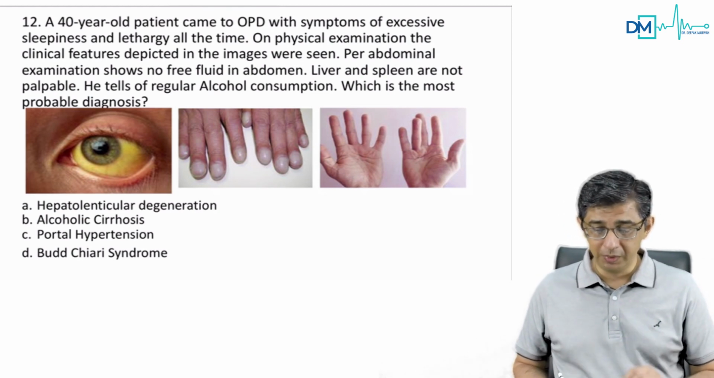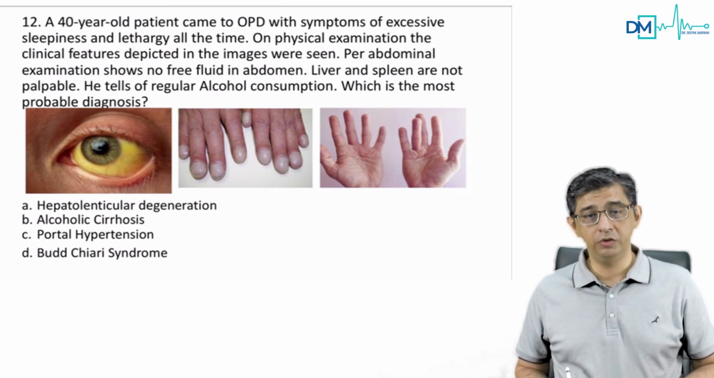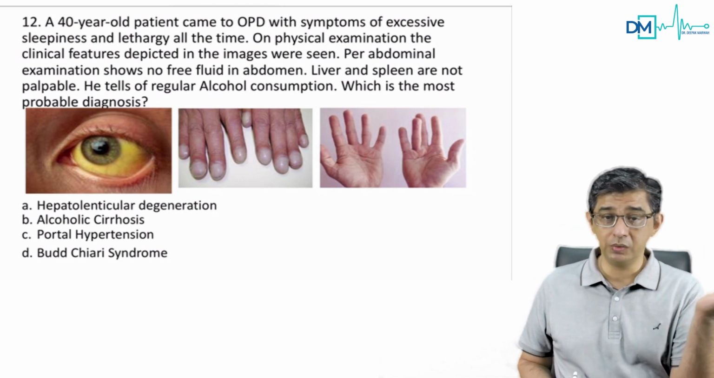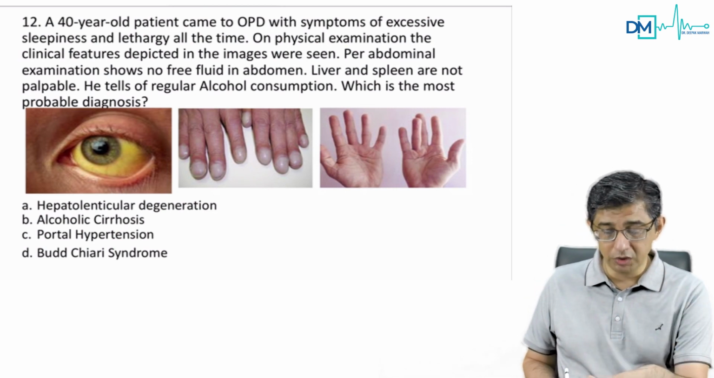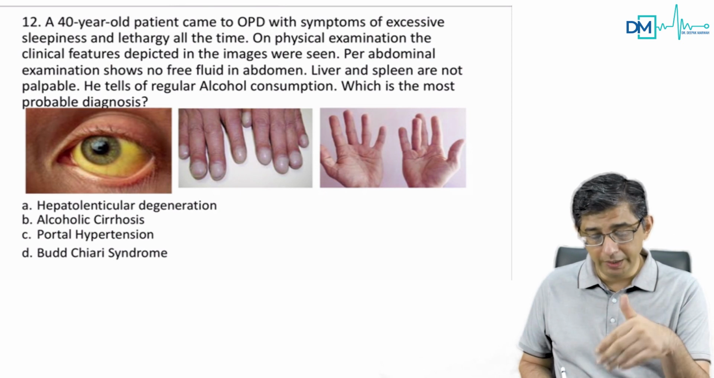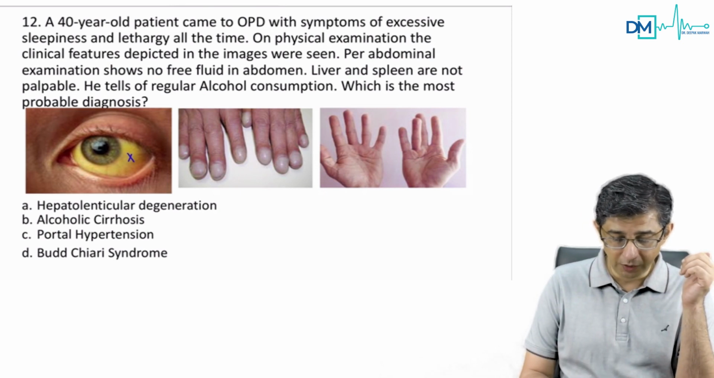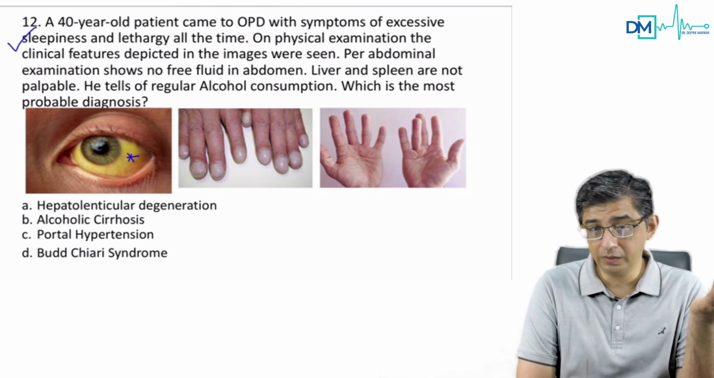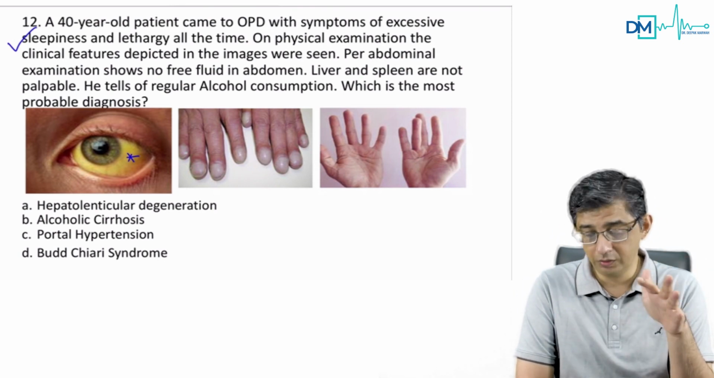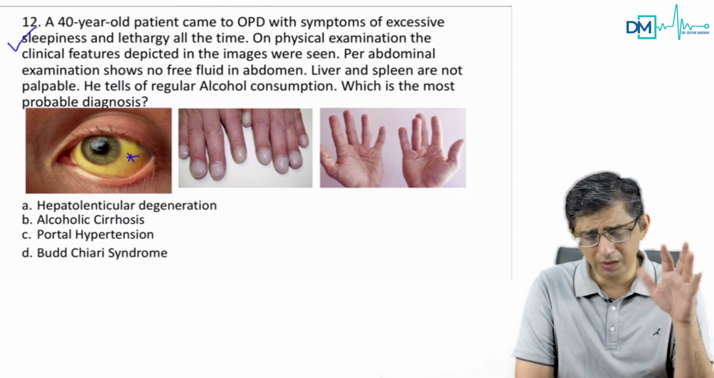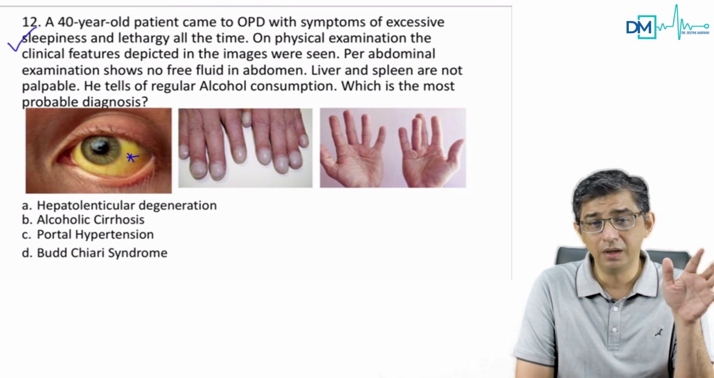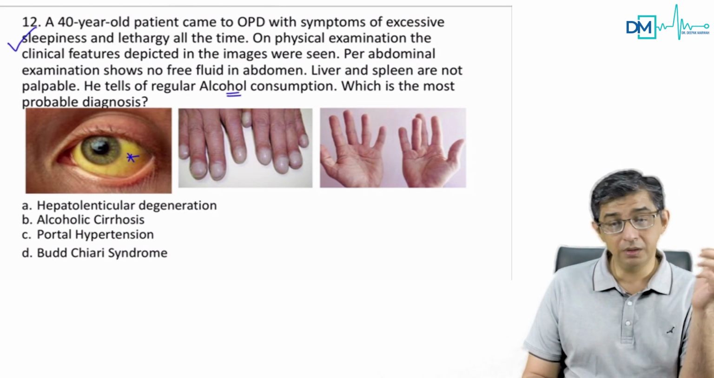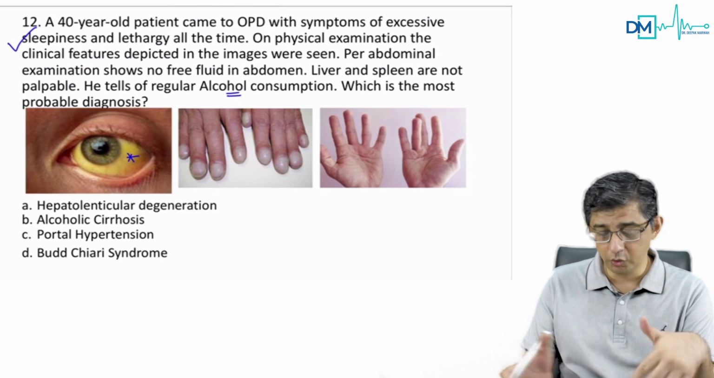A 40-year-old chap has come with excessive sleepiness and lethargy, so there is definitely something related to his sensorium. So is it a CNS question? Unlikely, because he is showing jaundice. The moment I correlate a person having jaundice and sleepiness, he could be having hepatic encephalopathy. So the moment you read the first line of the question and cast a glance at the image, it gives you an idea that something related to the liver is there. And at the same time, he mentioned alcohol consumption right in the end. So there you join the dots.